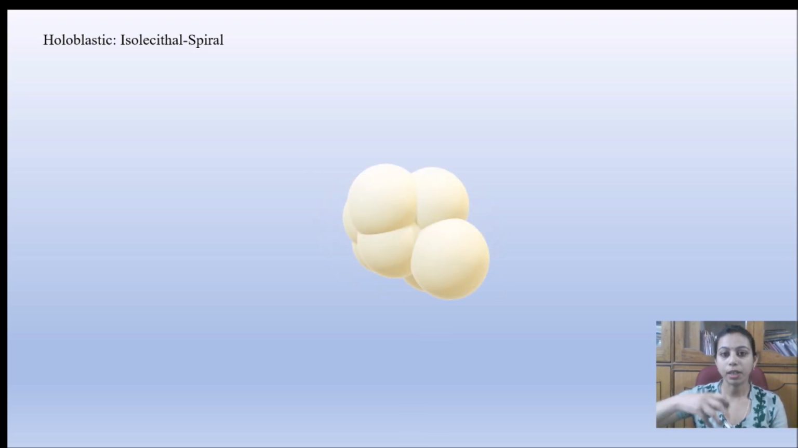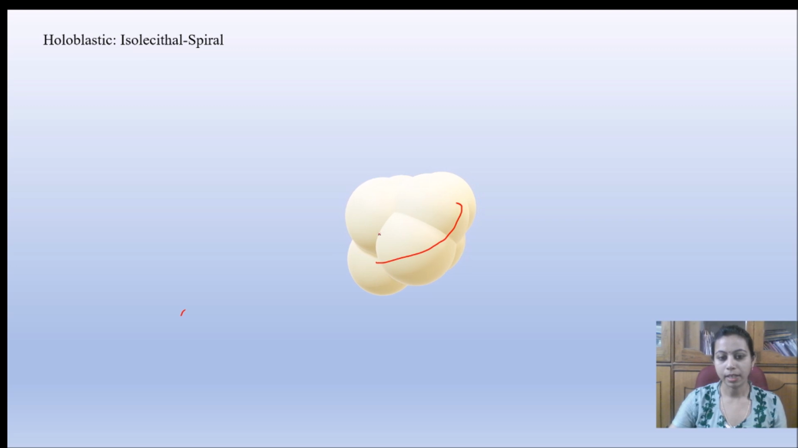After that, when the cell divides, it will twist itself somewhat like a spring, or like how we screw a bottle cap. When two cells are lying together, one will move upon the other in a spiral manner, in such a way that when we see it in the three-dimensional way, as you can see here, the cells are in a spiral.